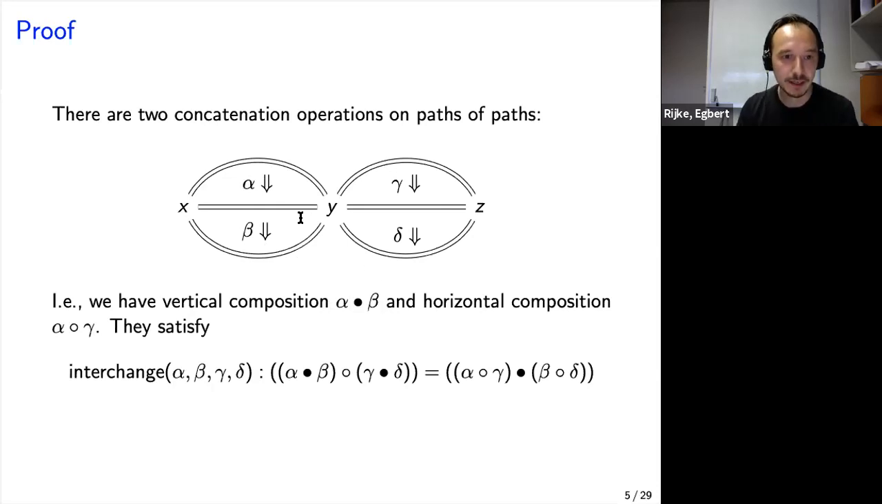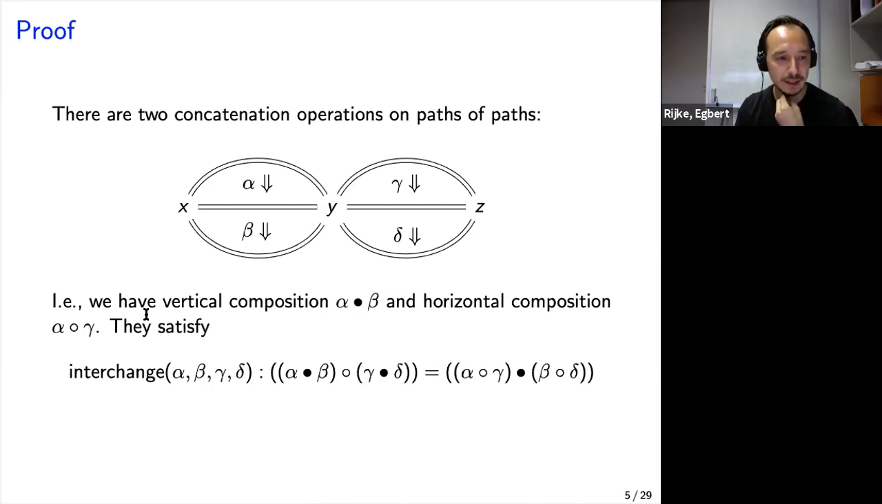But the second way is you can horizontally compose alpha with gamma, and this way is defined by path induction. If you want, you can just say alpha is refl, gamma is refl, and then this composition should also be refl.